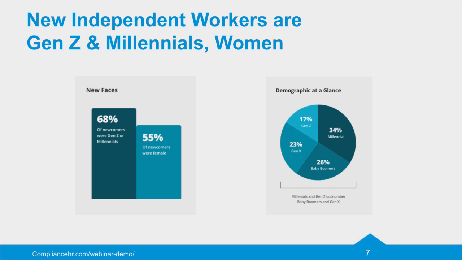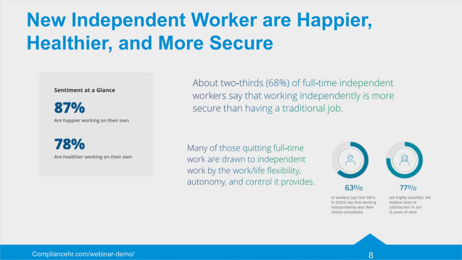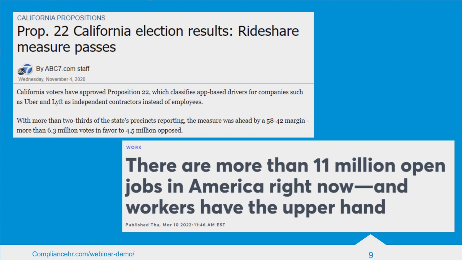Here are two more interesting findings. We're seeing a big change in the demographics of the independent workers, and they are workers that your company likely would love to have. 55% of the newcomers are female, and 69% are Gen Z or millennials. Both rookies and veterans to the independent workforce report that they are happier and healthier in their lives and more secure in their jobs. 63% say that working independently was entirely their own choice. Those quitting traditional jobs said they were drawn to independent work by the flexibility, autonomy, and control that it provides. So as you can see, millions of Americans want to work independently and are happier working independently.